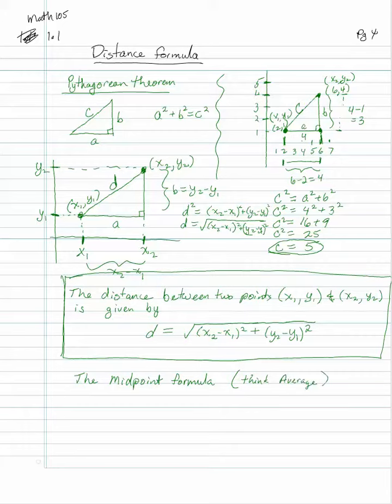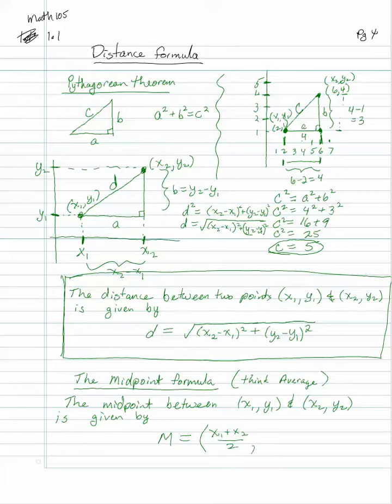Okay, so the midpoint formula. The midpoint between x sub 1, y sub 1, and x sub 2, y sub 2 is given by, okay, so capital M for your midpoint. You're going to add the x coordinates, divide by 2. That gives you your midway between the x coordinates.